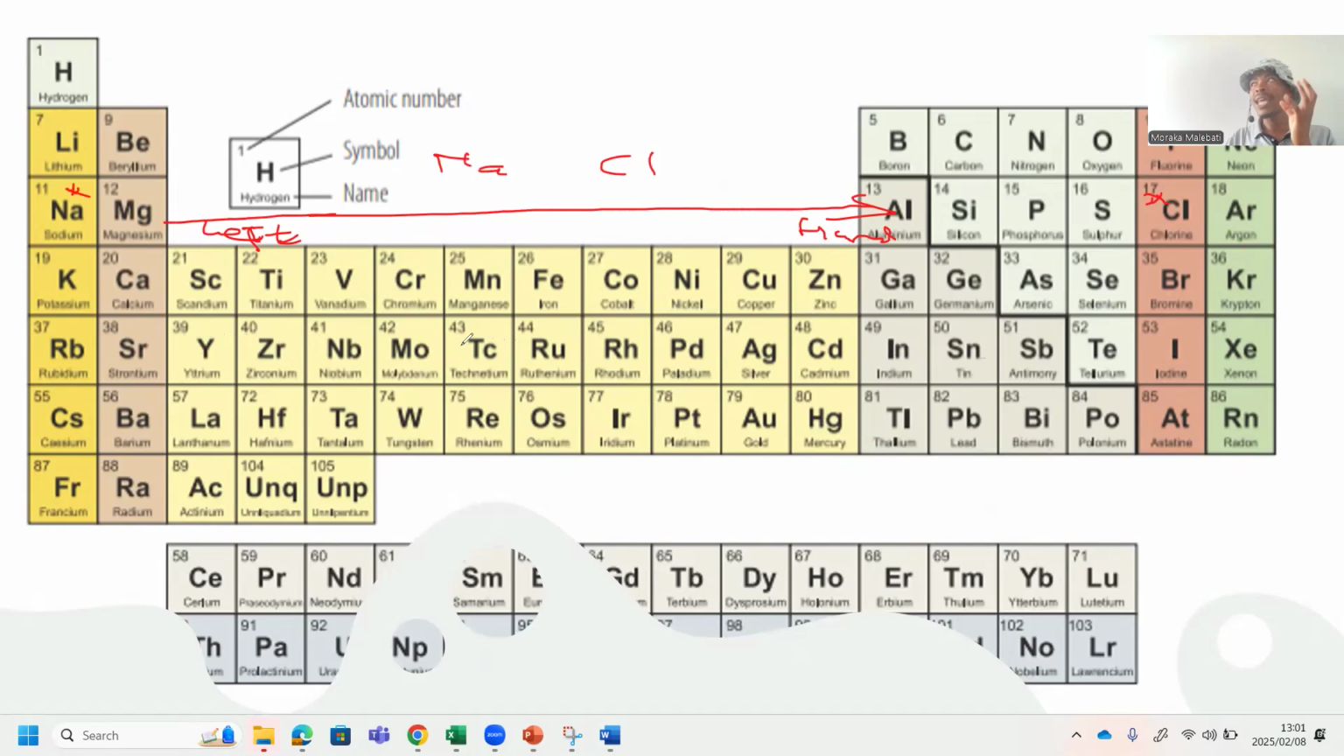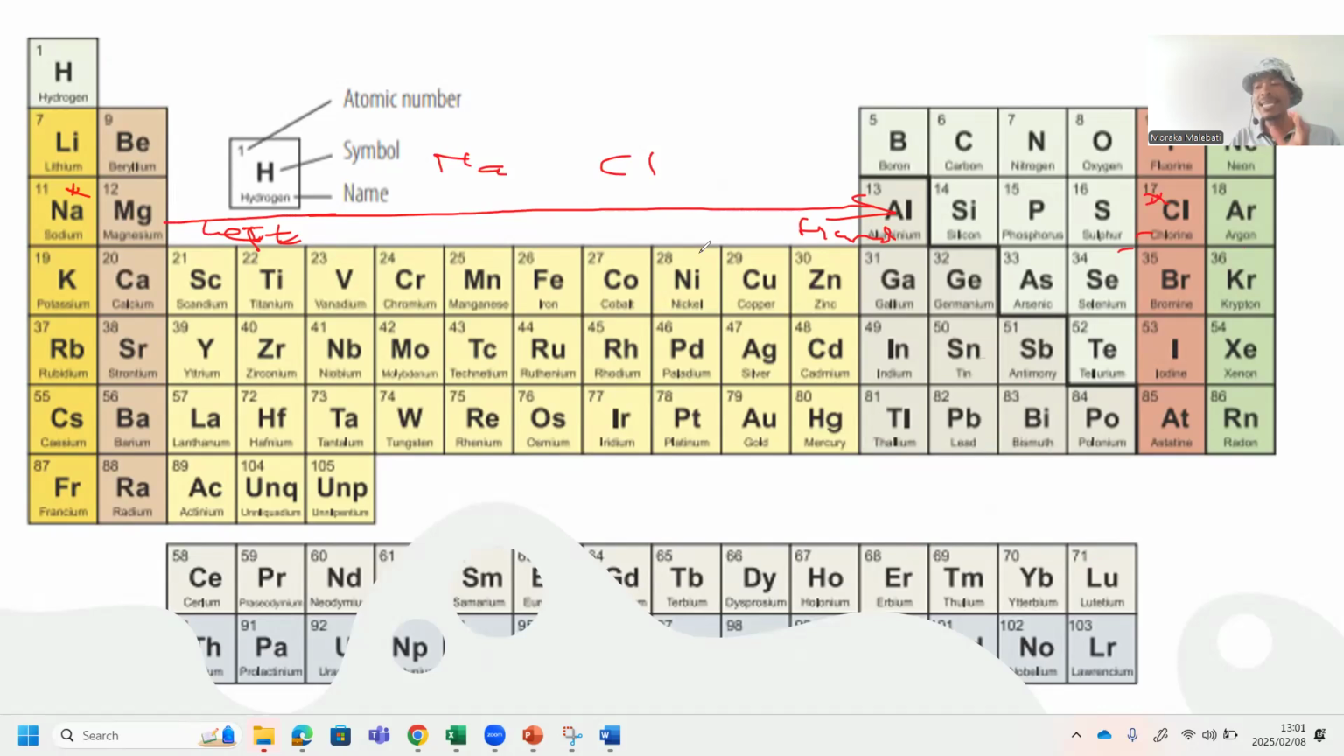So it means the electrons are not tightly held. But towards the right-hand side, with chlorine, because when you are moving towards the right, the nuclear charge increases. It means it's going to be difficult for chlorine to lose one electron. It will be very difficult for chlorine to lose an electron because it has a high electron affinity, and it readily gains an electron to form a stable negative ion.